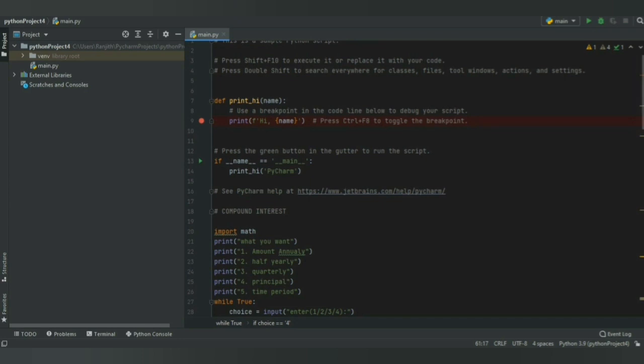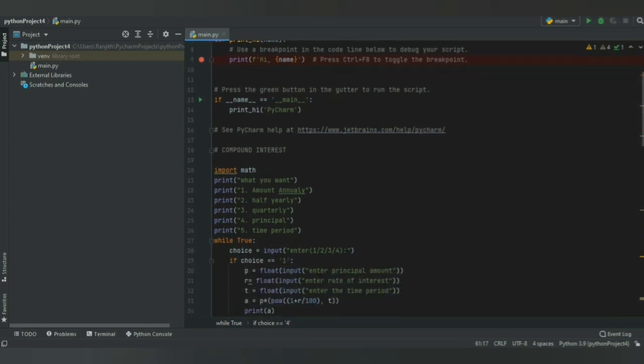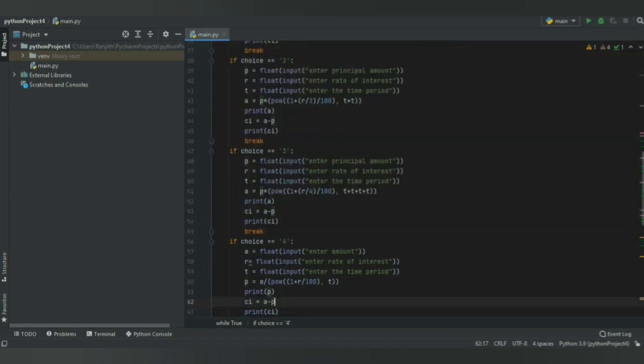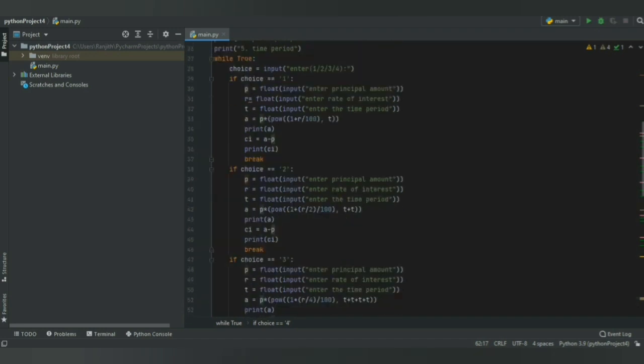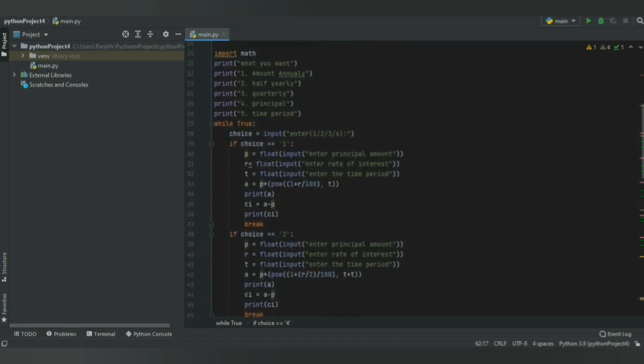First one is import math. I explained the yearly. Next, print what you want, already told in the simple interest program. What do you want? Amount annually, amount quarterly, amount half yearly, principal amount, time period. Click any one. Then while condition true is there. So while true, choice equal to input number 1, 2, 3, 4, 5.